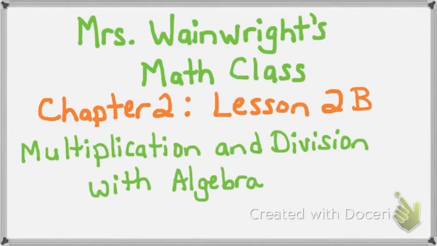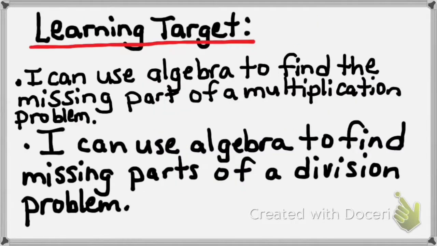This is Mrs. Wainwright's Math Class, Chapter 2, Lesson 2B, Multiplication and Division with Algebra. Today's learning target: by the end of the lesson, you should confidently be able to say, I can use algebra to find the missing part of a multiplication problem, or I can use algebra to find the missing parts of a division problem.